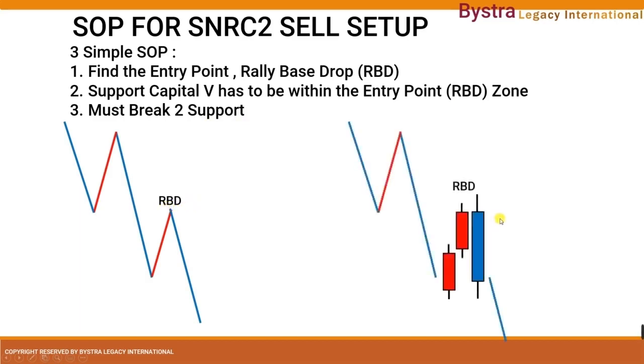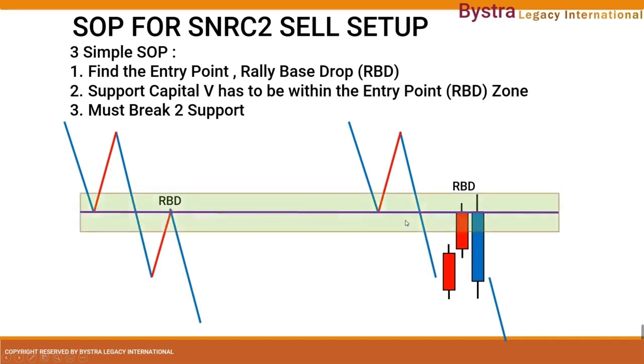Same goes with this candlestick. So the candlestick pattern I'm using in this example is the bearish engulfing. So next, what should we do? We mark the horizontal line. So we have to check that the capital letter V, which is the support, has to be aligned with the entry point, which is the rally base drop. We then mark our zone. So this zone, as I said earlier, is just a monitoring area for when the price comes back to this zone.